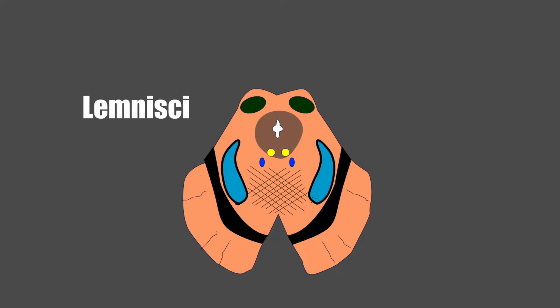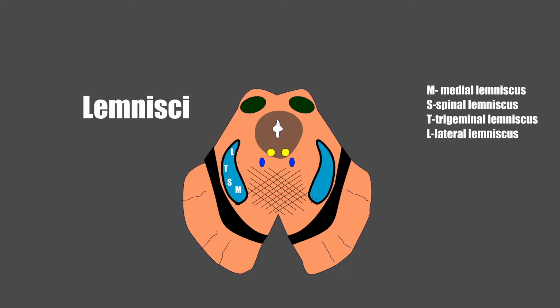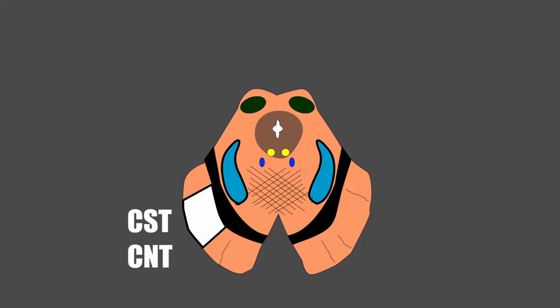Another point to note is the spinal and trigeminal lemnisci are situated lateral to the medial lemniscus. The lateral lemniscus is located posterior to the trigeminal lemniscus. The crus cerebri consists of corticospinal and corticonuclear fibers which occupy the middle two-thirds of the crus.